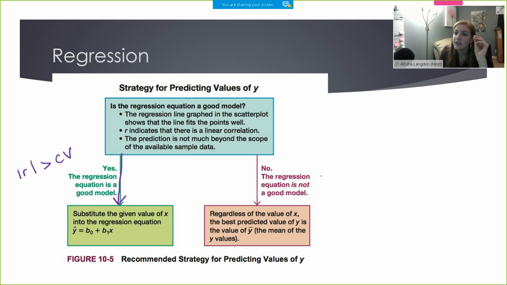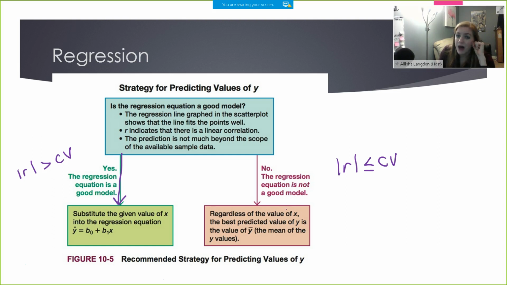Now, let's say we test our R against our critical value and it doesn't pass. In other words, the absolute value of R is less than or equal to our critical value. That means we did not reject the null hypothesis, meaning there's not sufficient evidence to support a linear correlation. It's not looking very linear. That's like that example where R squared was 0.23. It was all spread out. All the data is around. So no, the regression equation is not a good model.